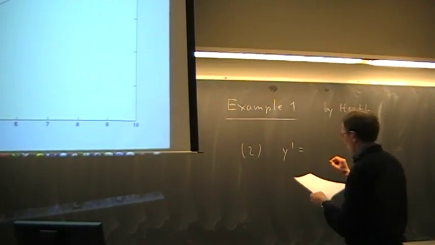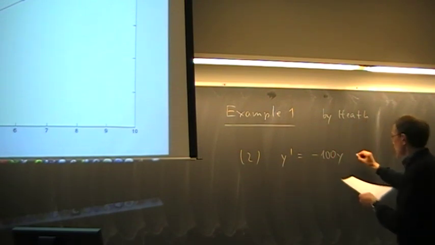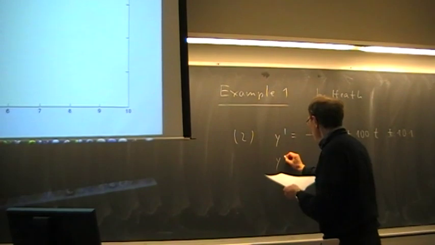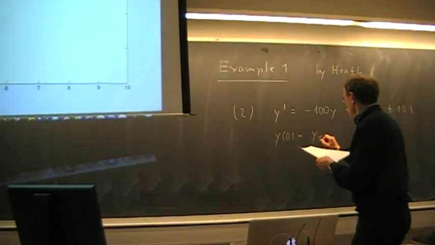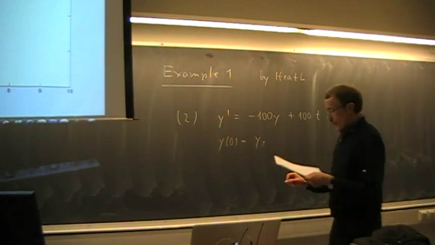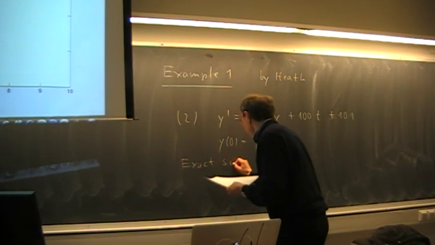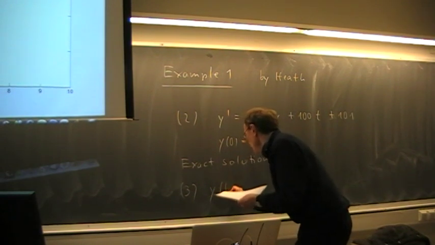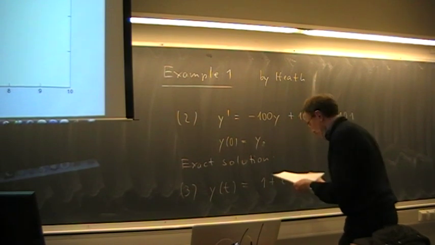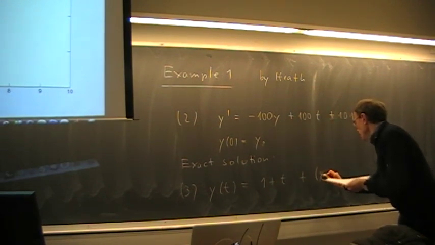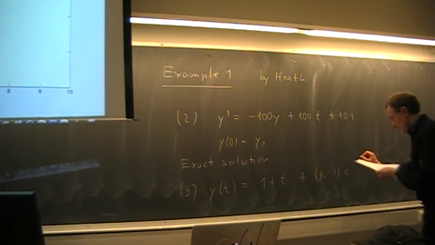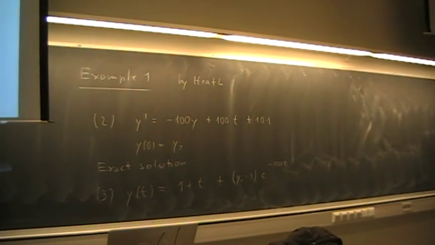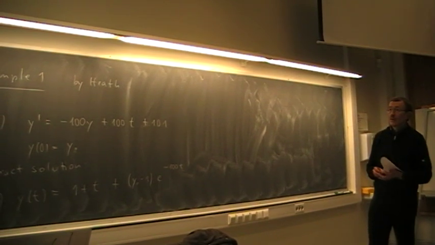We have y prime is equal to minus 100 y plus 100 t plus 101. The initial condition is y of 0 is, the general definition, y 0. And the exact solution to this is the following: y of t is equal to 1 plus t plus (y 0, the initial condition, minus 1) times e to the power minus 100 t. And this solution is the one that we see here in the figure.